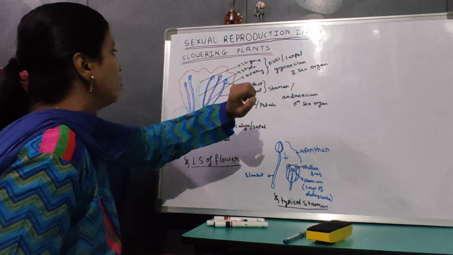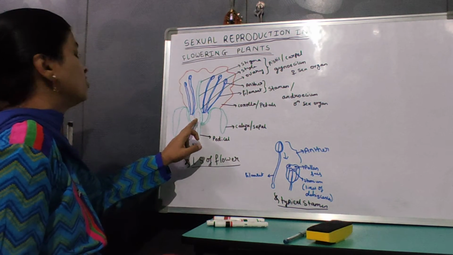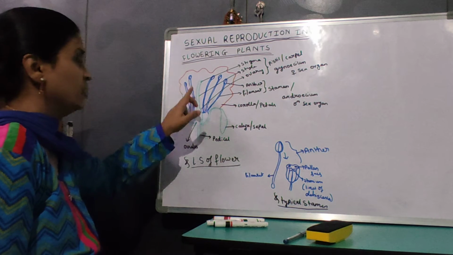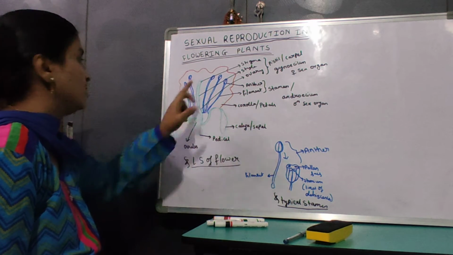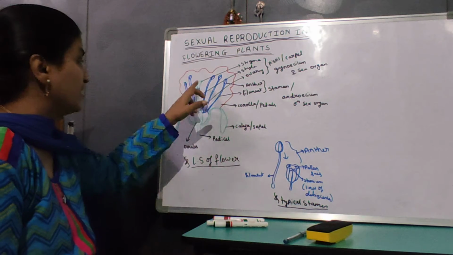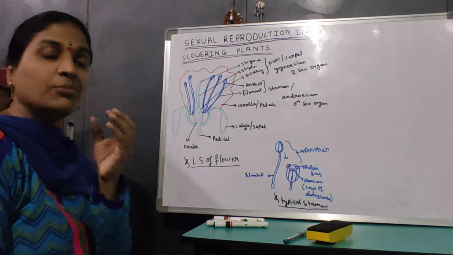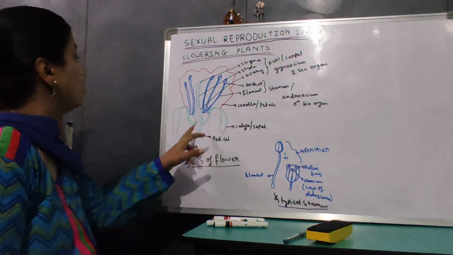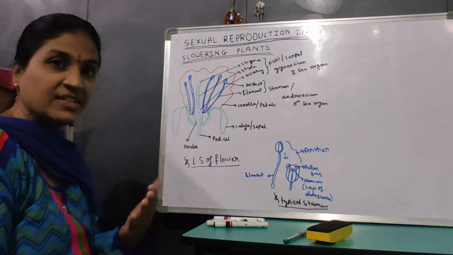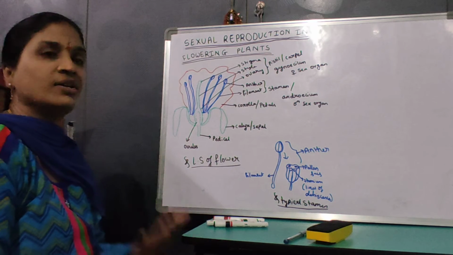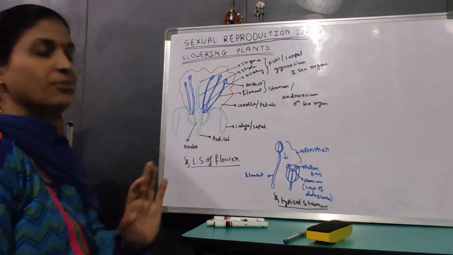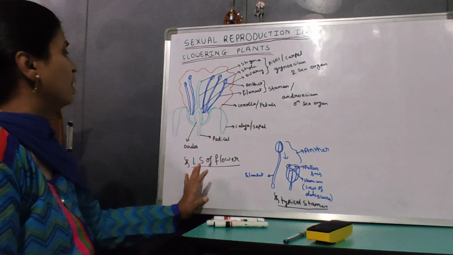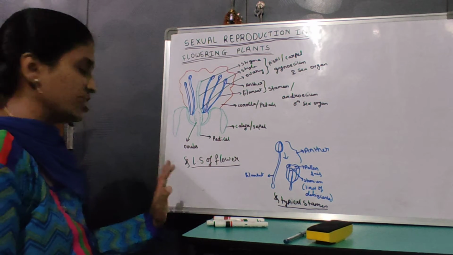Coming to the parts of the pistil, the base of the pistil is the ovary. Then the stalk, the tube, is called the style. The tip is called the stigma, which takes up the pollen grains, and germination of the pollen grains takes place there. Inside the ovary, the ovules are present, which after fertilization develop into seeds, and the ovary develops into fruit. This is the general longitudinal structure of a flower.